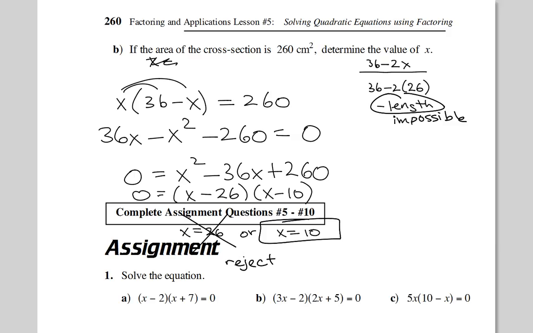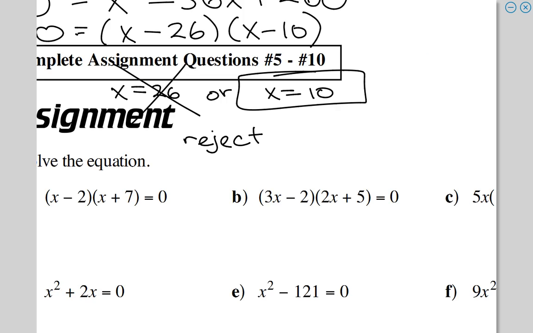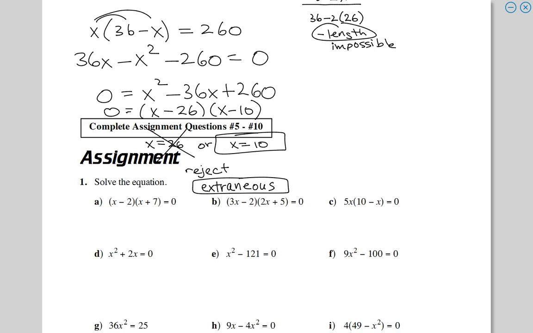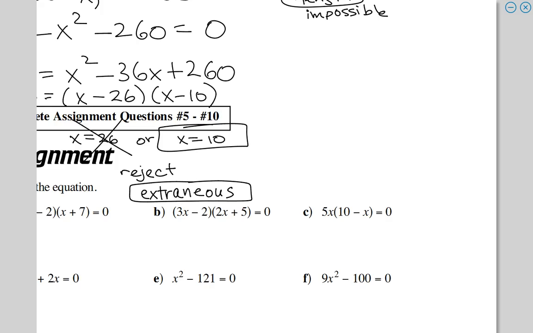Okay, so the math word for this, instead of saying reject, is, you ready for this? So extra. No, I'm kidding. It's extraneous. You thought it was extra, didn't you? Yeah, so if you don't want to use that word, that's fine, but that's the proper word. It's an extraneous root, which you do not need to worry about. Just use 10, so x is 10.